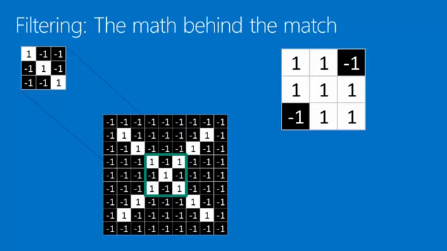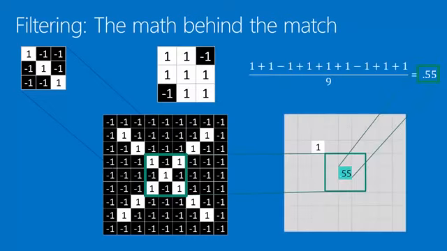And when we're done, we notice we have 2 minus 1s this time. So we add up all the pixels, which add up to 5, divide by 9, and we get a 0.55. So this is very different than our 1. And we can record the 0.55 in that position, where it occurred.